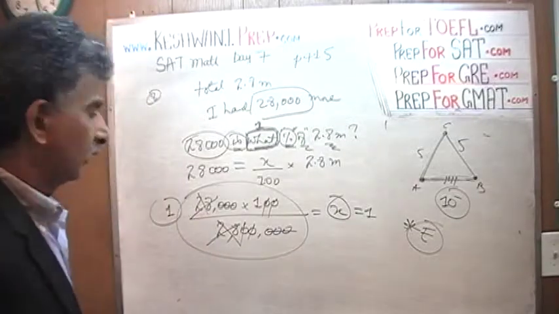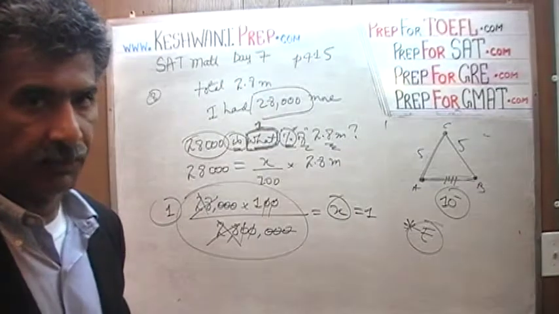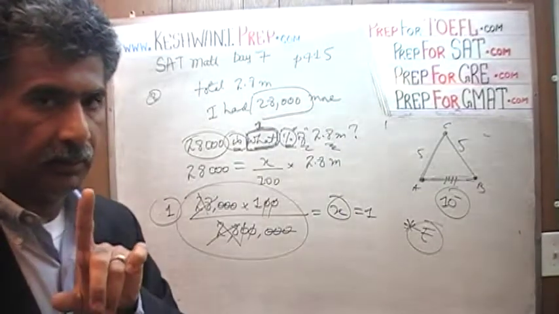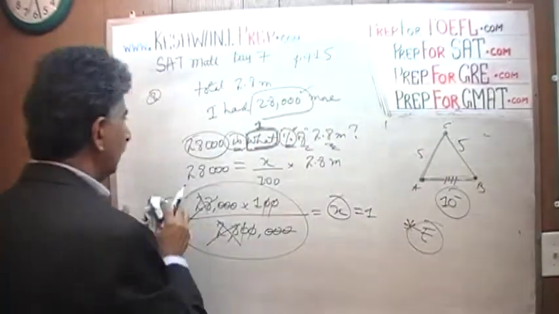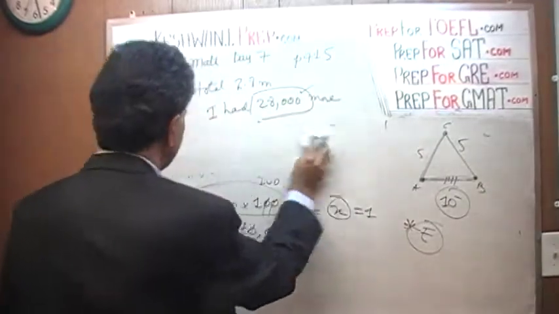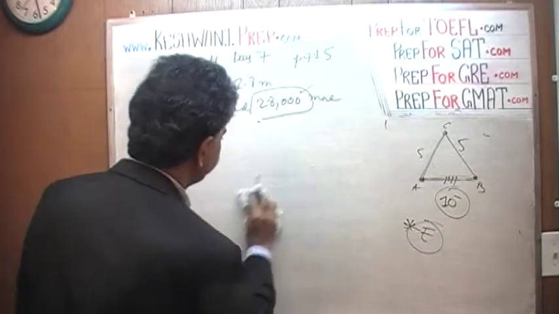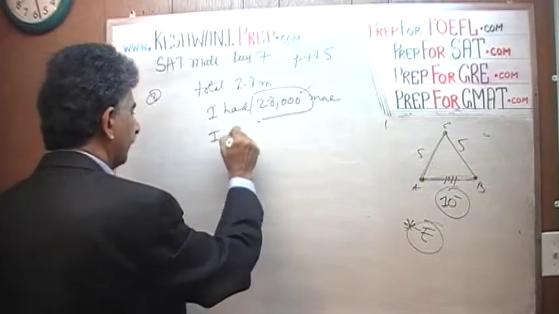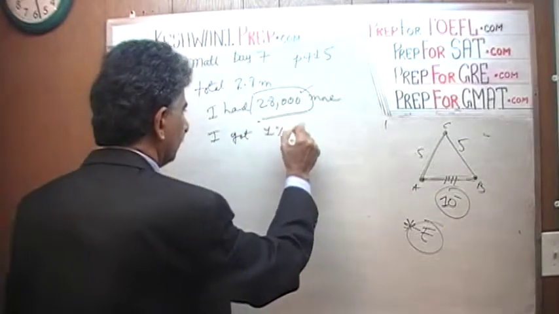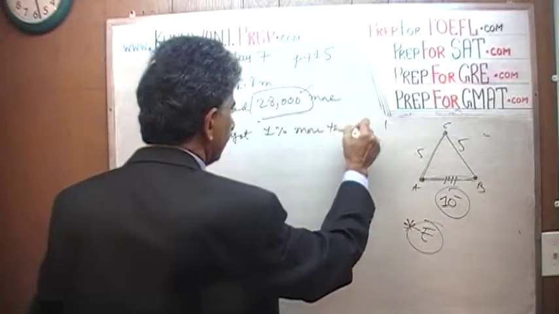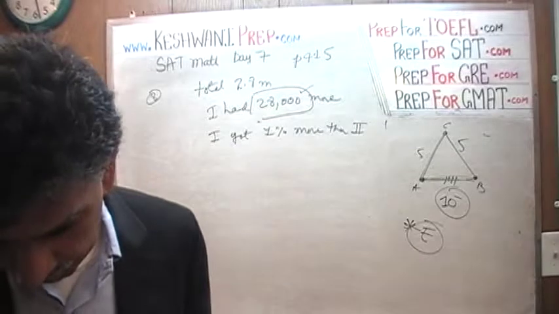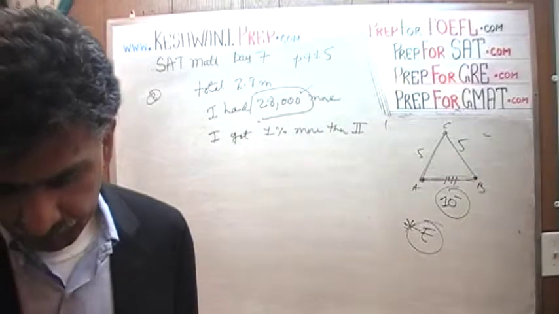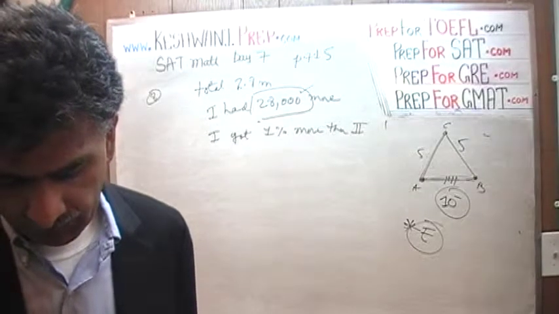Now we can start the work. We haven't begun the work yet of solving the problem. We have just understood so far that this guy got 28,000 more, which means that candidate 1 got 1% more than candidate 2. Now what is the question asking actually? What percentage of 2.8 million votes were cast for candidate 1?